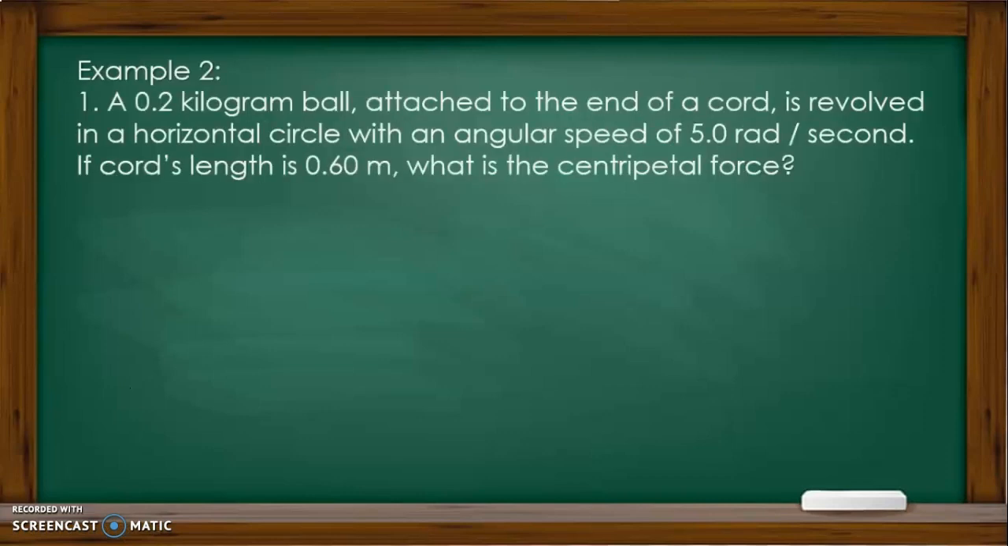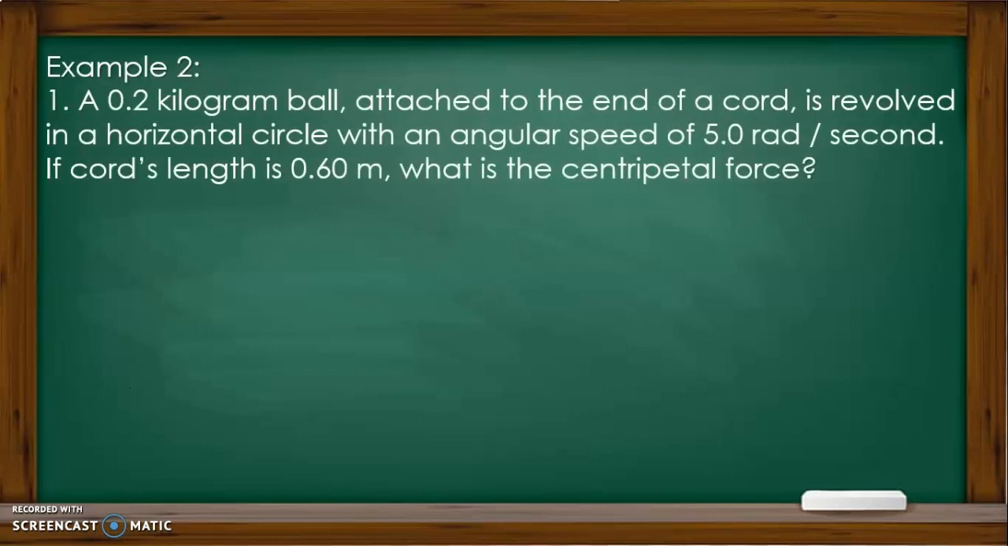Let's have another example. Example number 2. A 0.2 kilogram ball attached to the end of a cord is revolved in a horizontal circle with an angular speed of 5 radians per second. If the cord's length is 0.6 meter, what is the centripetal force?